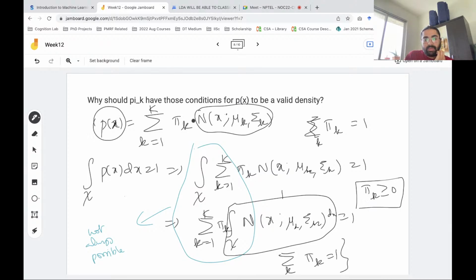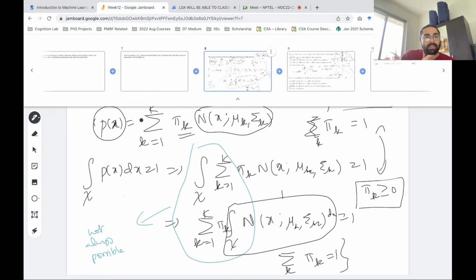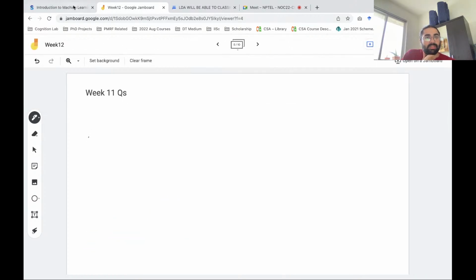So from these two conditions, you can see that pi k has to be greater than or equal to 0. You're adding a finite number of positive values, and those values have to sum to 1. That means each of these values has to be less than or equal to 1. So from these two conditions you get the less than or equal to 1 condition. All right, so that's the first question in some sense.